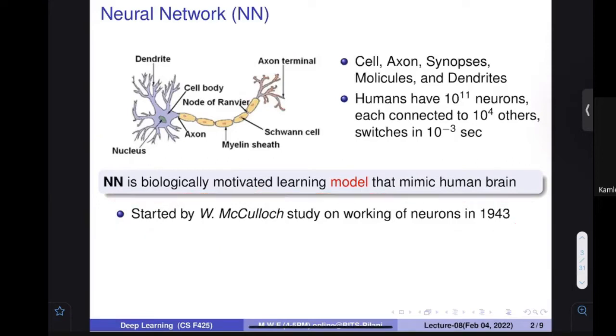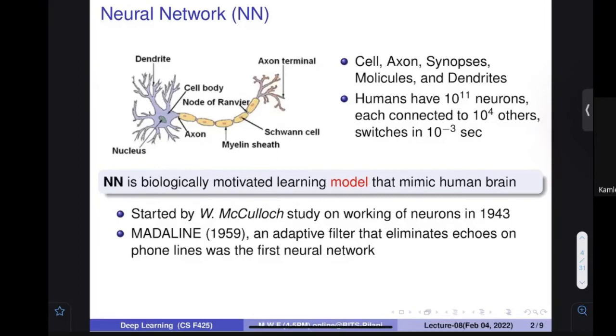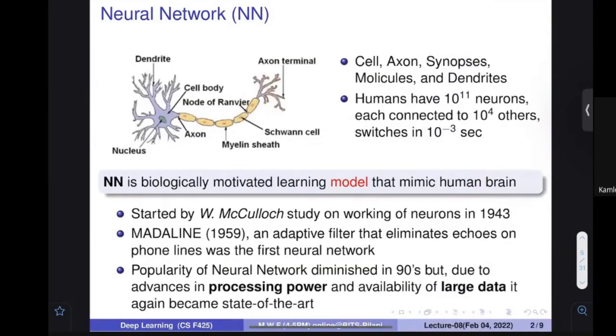So if we try to understand how the development of these neural network based systems has happened, there are a few important things that take very important points, such as the McCulloch experiment that we are going to discuss very soon, and the Madaline system development. These things are very important points.